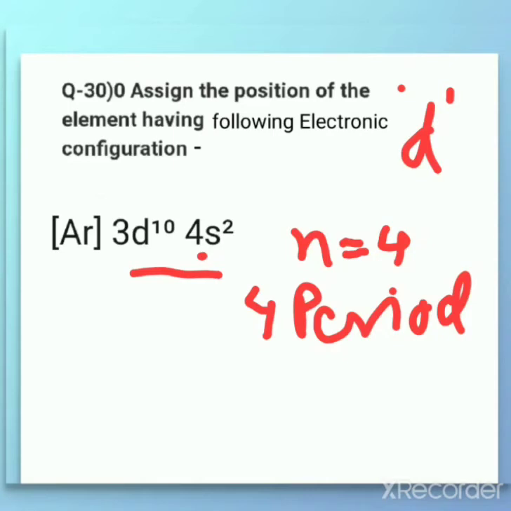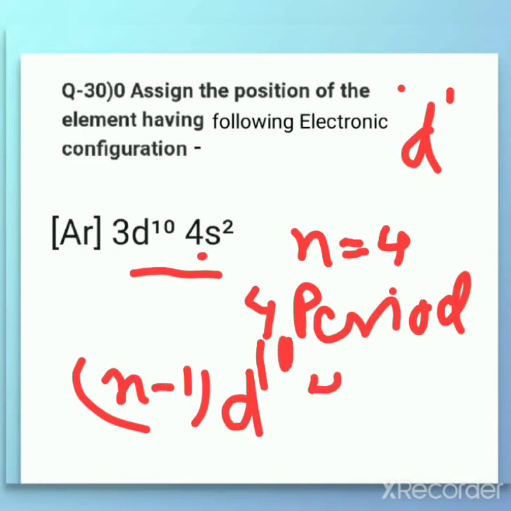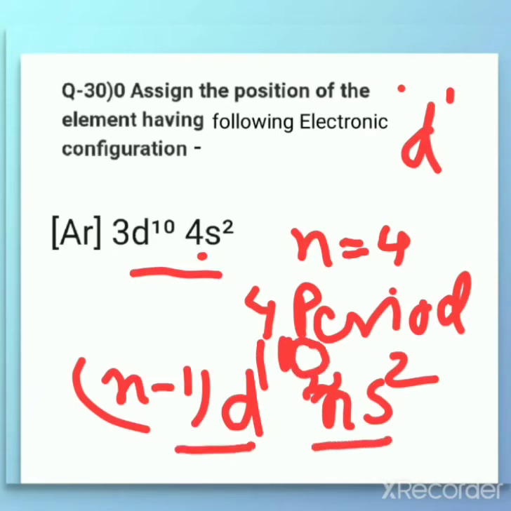And here it is 3d10 4s2. That means (n-1)d10 ns2. So here there is a fully filled d orbital and a fully filled s orbital. So that is actually which group element? That is the 12th group element. A fully filled d orbital and s orbital is present in the case of group 12 elements, that is zinc, cadmium, mercury. These are the elements belonging to group 12.